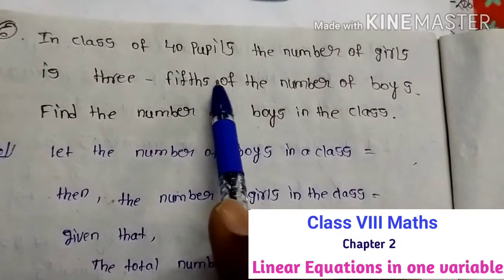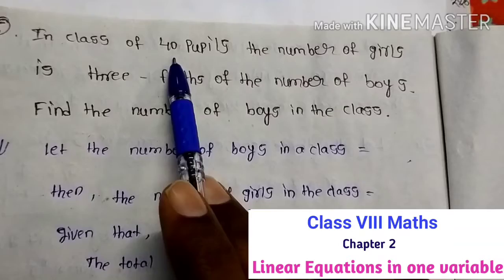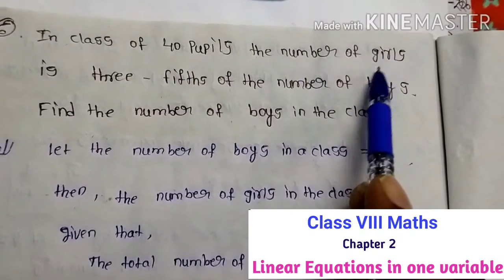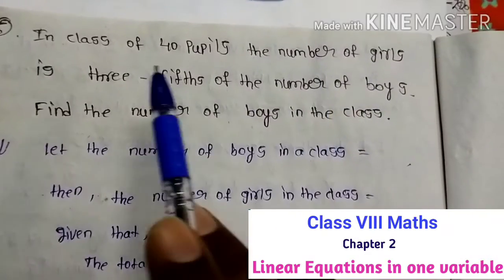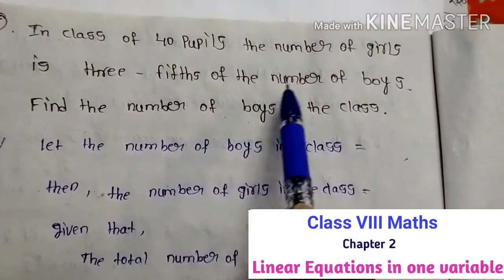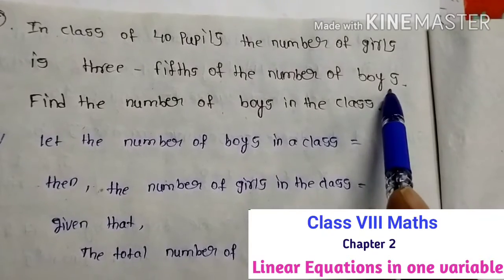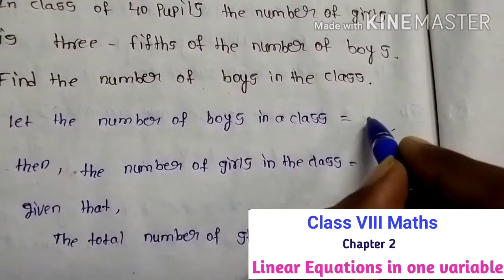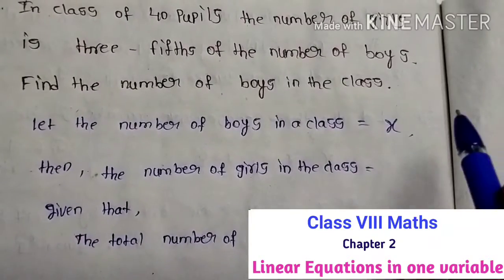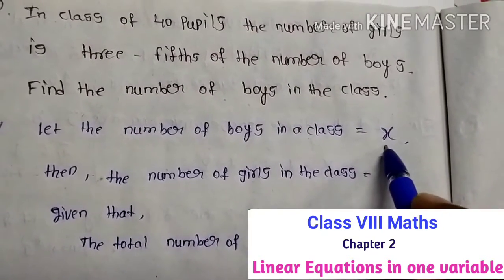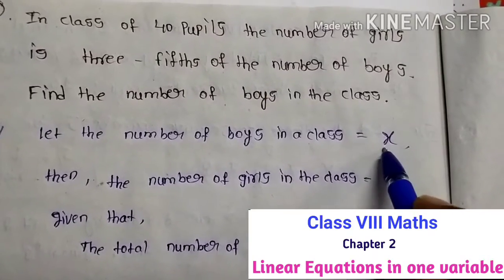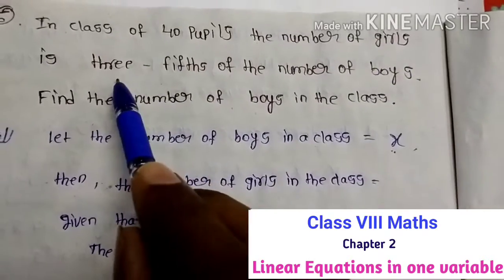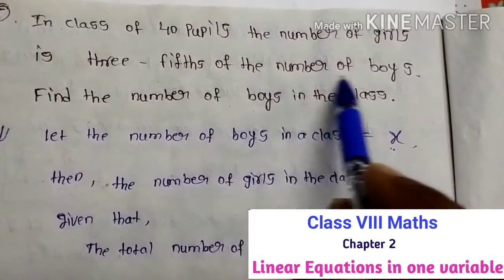First, you can see here the total number of students is how many? 40 students are available. They have given one condition that the number of girls is 3/5 of the number of boys. First of all, our assumption is: let the number of boys in the class be x. If the boys are x, the girls will be 3/5 of the number of boys.